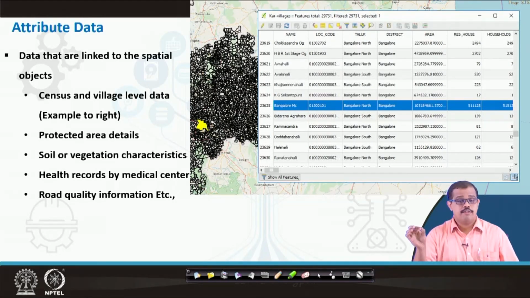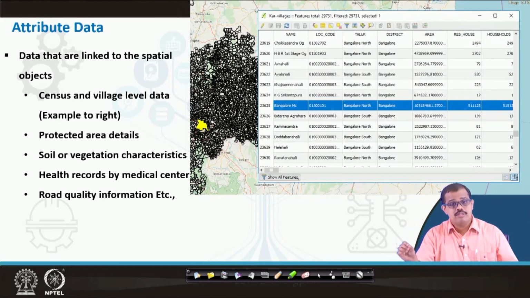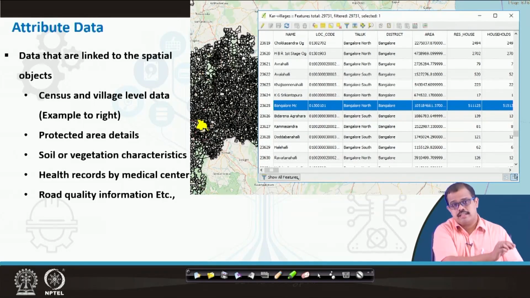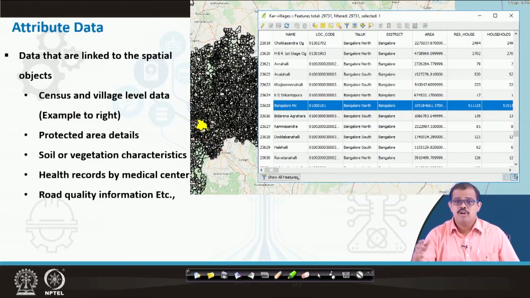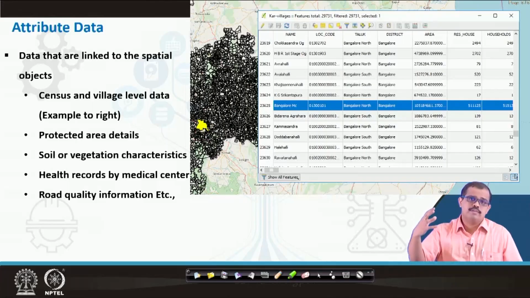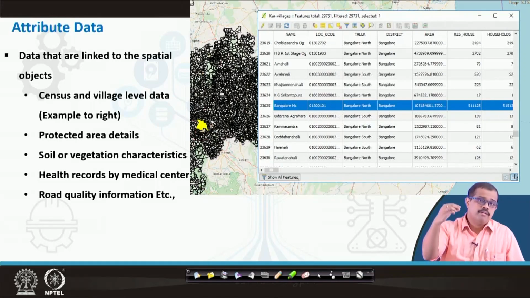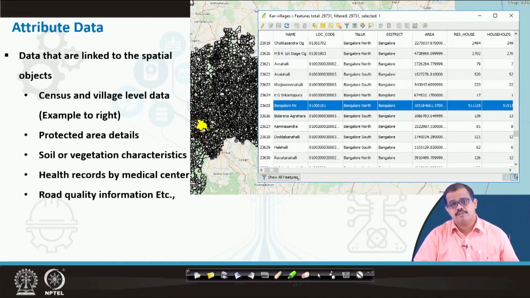For example, if you go to the field, you collect certain data. Even if you have collected geographic coordinates, you should also add certain information in the database that can give more meaningful information to those collected data sets. So attribute data can be census data, it can be village level data, it can be protected area details. Any of those details which adds value to your main data set is nothing but attribute data.